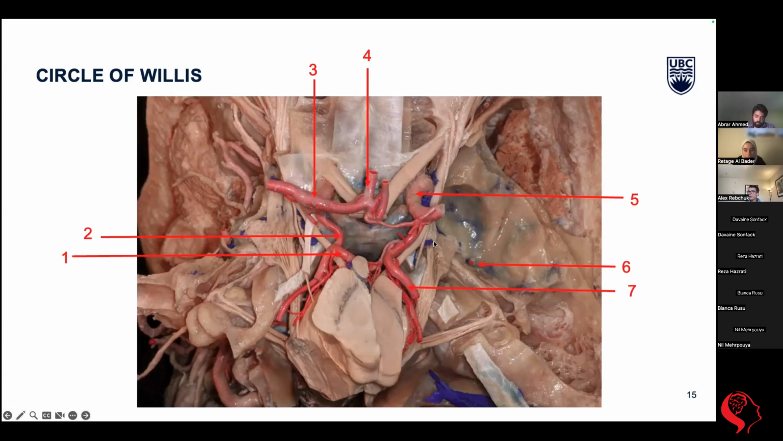So we're looking at, it's hard to do this virtually, but we're looking from above, looking down on the circle of Willis. So this is the floor of the middle fossa here that's been cut. And that's going to be foramen spinosum. So the middle meningeal artery, which can give you an epidural hematoma. And then 7 is the other PCA.